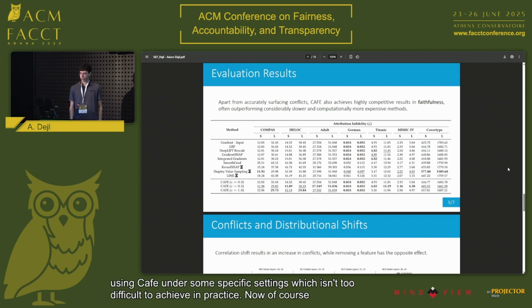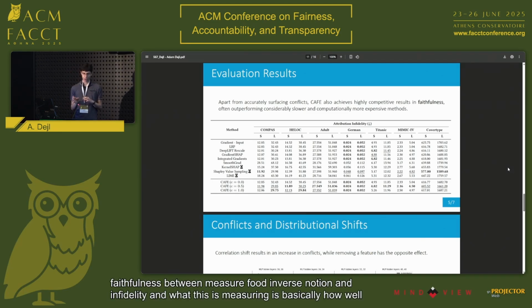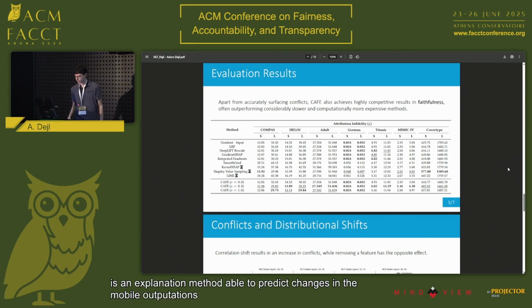Now, of course, we also evaluated CAFE in terms of standard benchmarks and metrics for explanation methods. In particular, we were most looking at a property called faithfulness, which we measure through the inverse notion, infidelity. What this is measuring is basically how well an explanation method is able to predict changes in the model output as we make some small perturbations to the model inputs. And what we found is that CAFE is very competitive with other alternative feature attribution methods in general. Quite often it's the best performing method, and it is also sometimes able to outperform approaches which take much more time to run, such as Shapley value sampling.